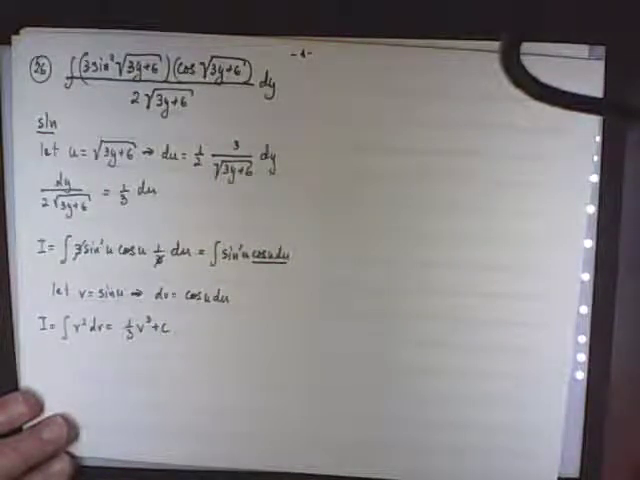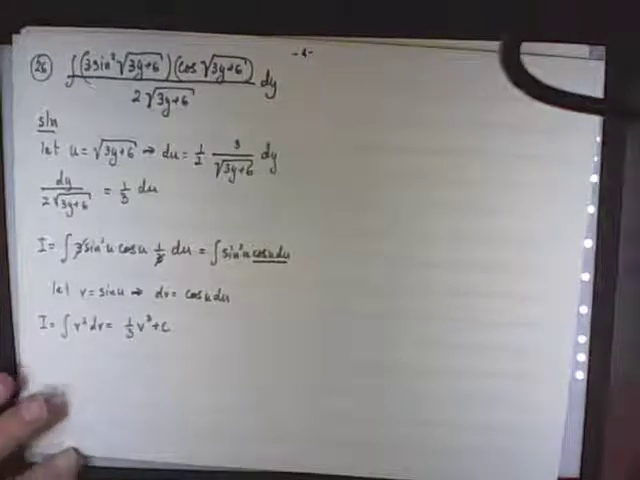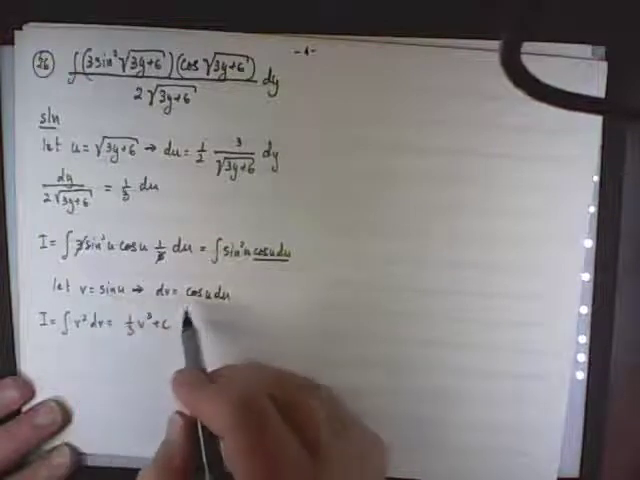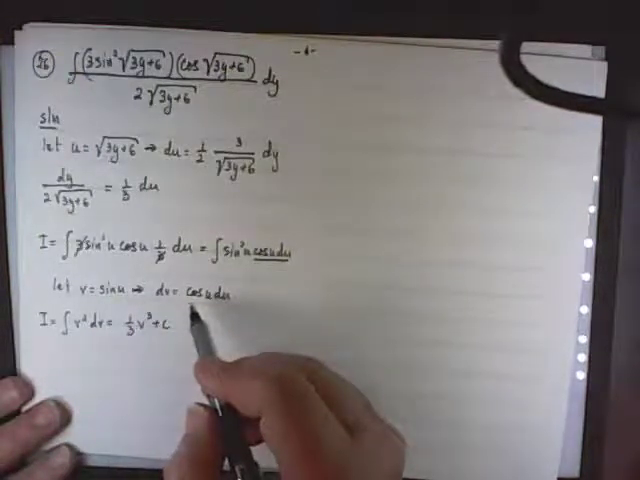Shouldn't that be minus cosine? If you take the derivative of the sine, it's a cosine. He's thinking antiderivative.